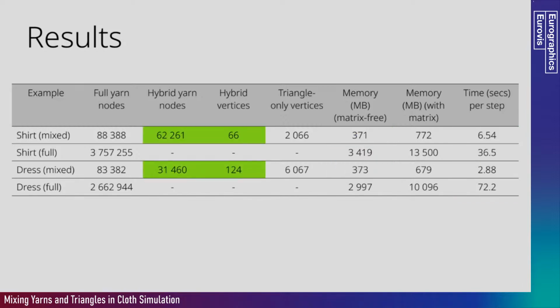An important requirement for the speedup is that the resolution of triangles is notably coarser than the yarns, for the efficient computation of the filter and the preconditioner. In our examples, the ratio of yarn nodes to triangle vertices in the hybrid regions is of several hundreds.